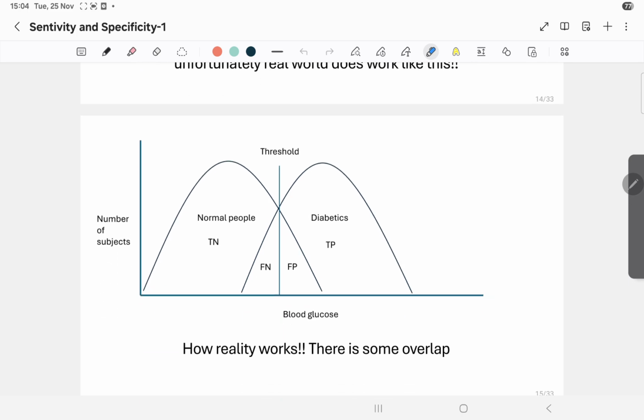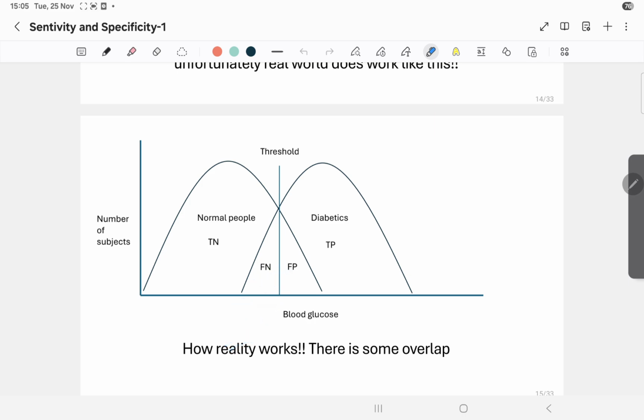So let's discuss this. Suppose our threshold is here, our cutoff value is here. We have taken a certain cutoff value of blood glucose level. Then everybody who is more than this cutoff will be considered positive for diabetes, and everybody who has a lower blood glucose level than this particular threshold will be considered negative for diabetes. So what will happen due to this overlap? Some diabetics, this group, will have a lower blood glucose level. So these are false negatives.